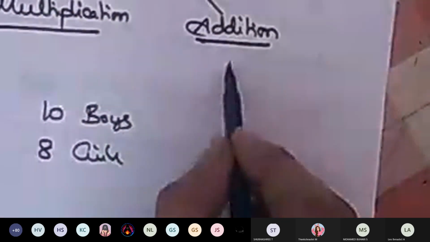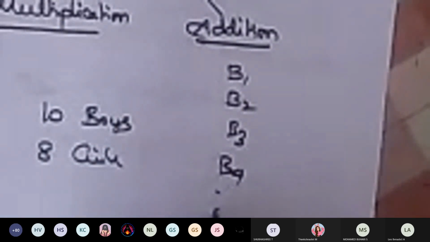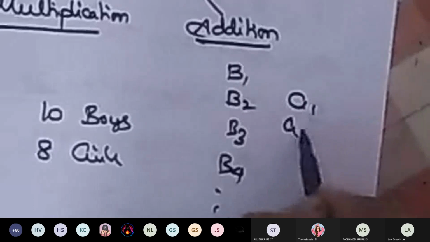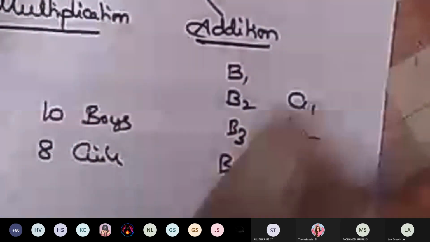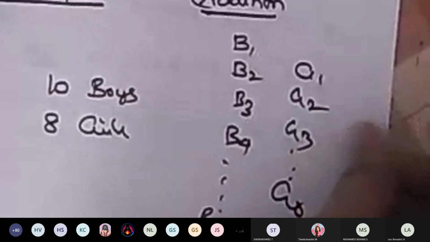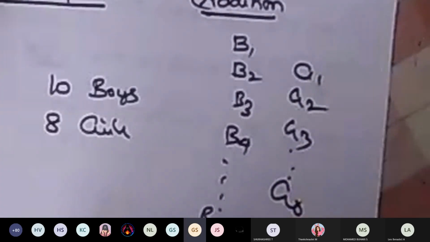Right. Suppose we name the boys boy 1, boy 2, boy 3, boy 4, and so on up to boy 10. Then take 8 girls: girl 1, girl 2, girl 3, and so on up to 8 girls. How many different combinations can we make so that we have only one pair? I'm asking for the total number of combinations possible.